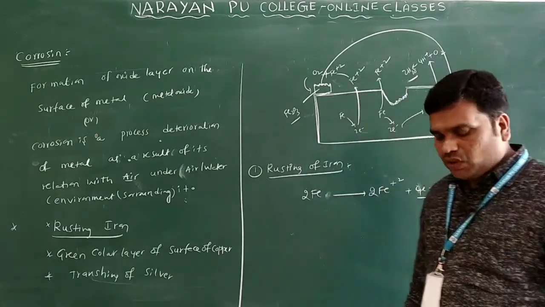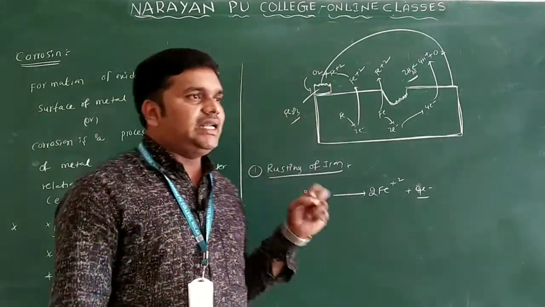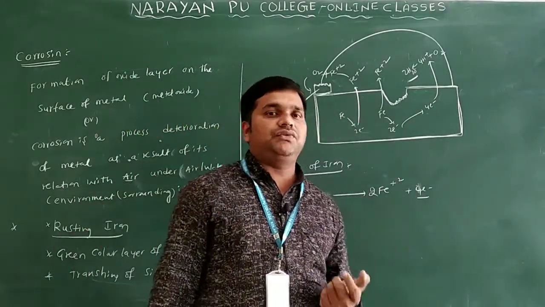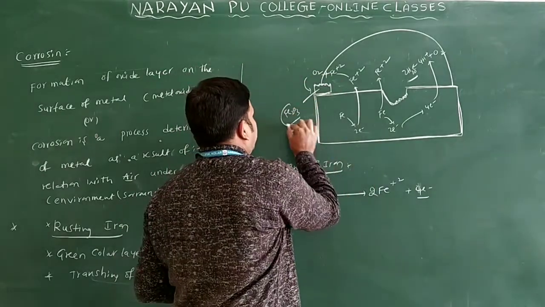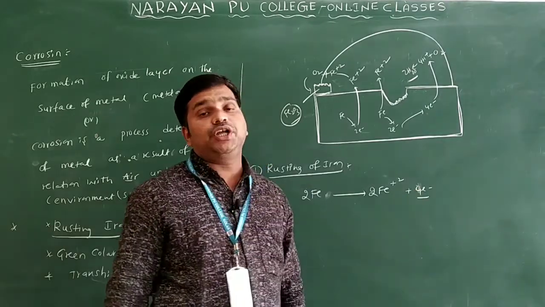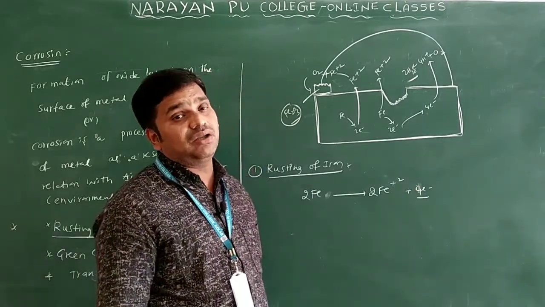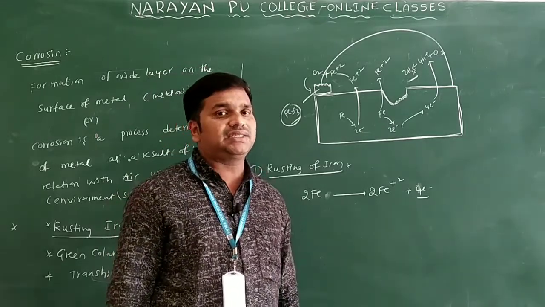So how is rust formed? The rust is formed when the Fe2+ ions combine with moisture, or you can say oxygen. What is formed here? Fe2O3 is formed. So this is the process which takes place during the formation of the oxide layer on the surface of the metal. The metal I am taking here is iron.